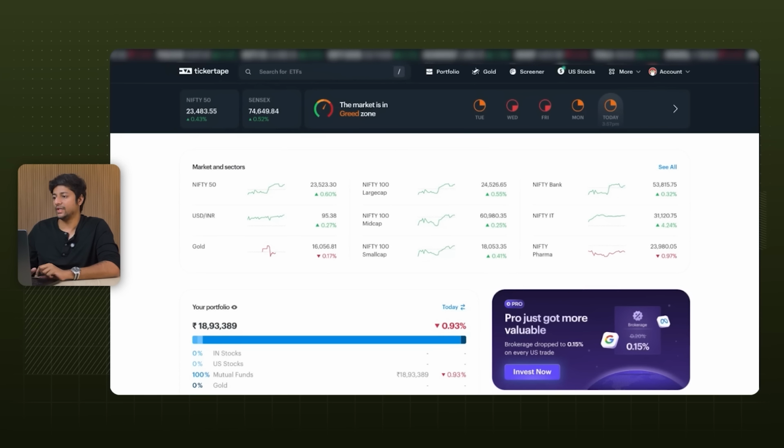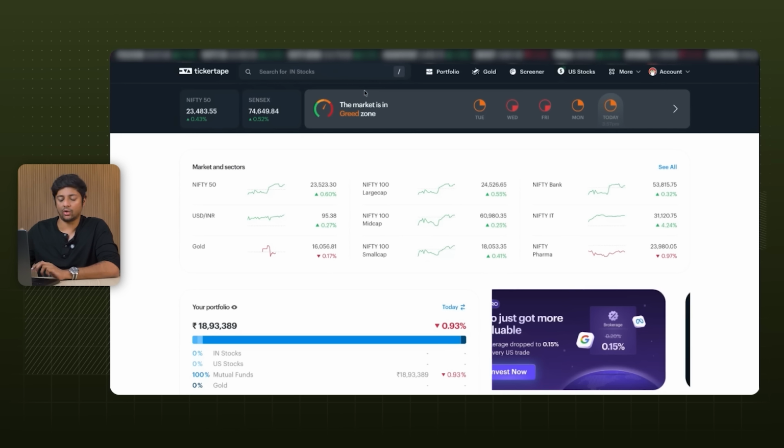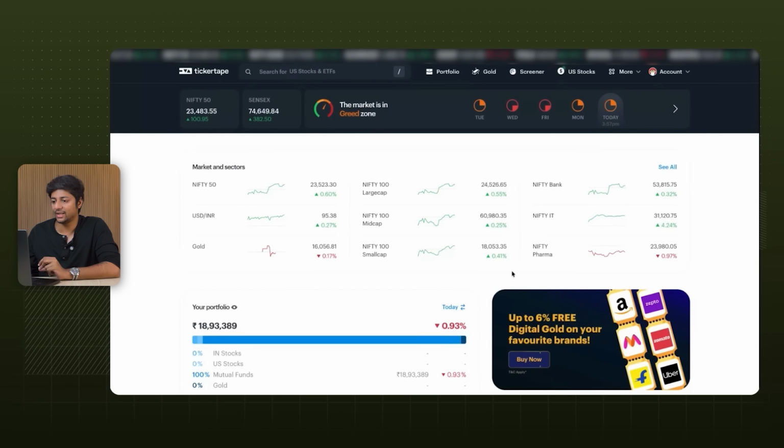Okay, now let's go. Let's open Tickertape, and I have already logged in. So let's open Tickertape and quickly get into the screener part. Now I'll show you how to do it right here because I know a lot of you guys use Tickertape.